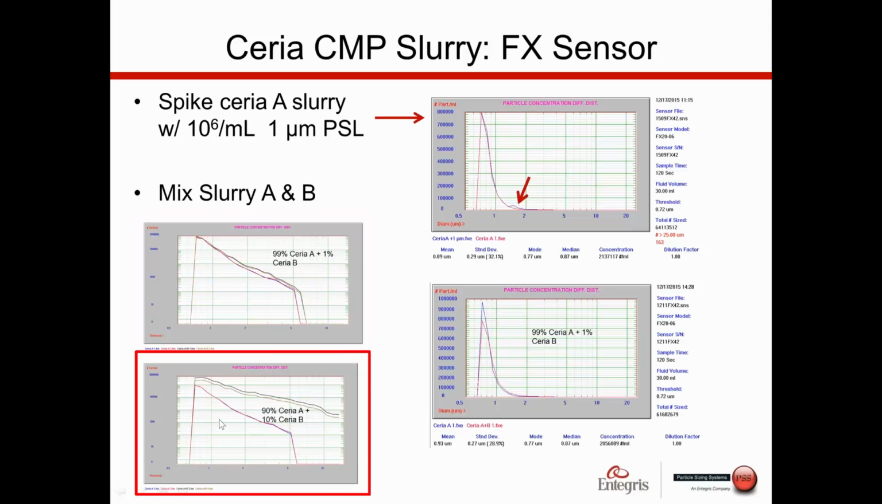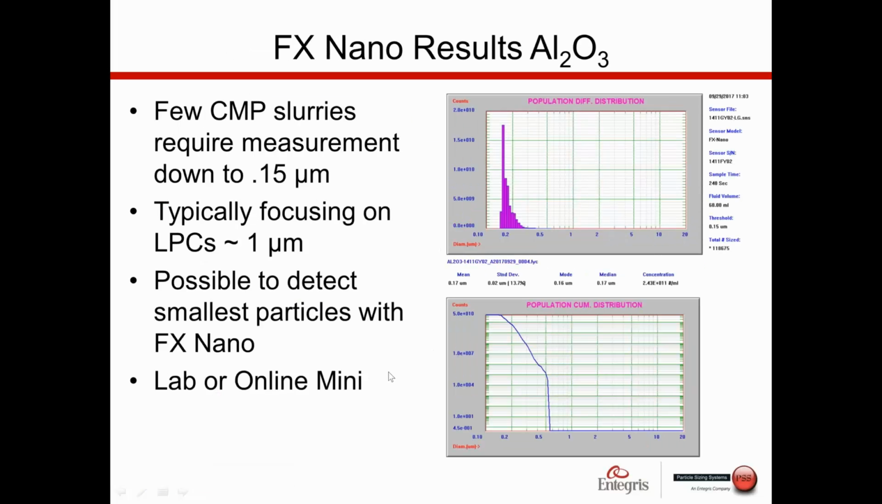The diagram on the lower left, we then inject 10% of Slurry B into 90% of Slurry A, and you see this gigantic increase in the large particle tail. So just proving both the repeatability of the AccuSizer and the sensitivity to be able to find any increase in large particle tails. Here's some data for an Illumina CMP slurry where we use the FX nano sensor.